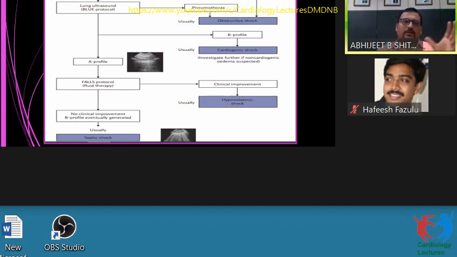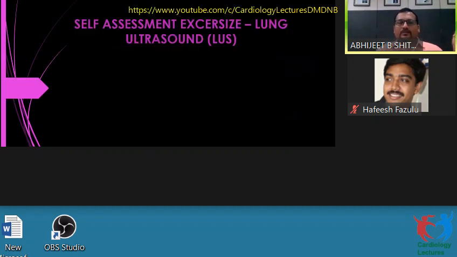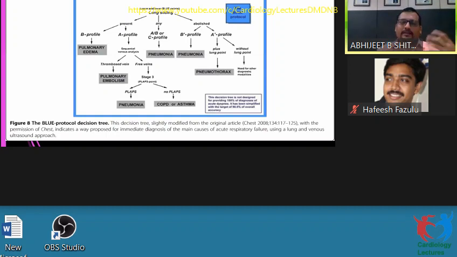This is, in short, the tree for decision making for the PLUS protocol. This ends the protocols. If we have time, we will go through the self-assessment exercise. As it is not a conversational or interactive session, I may not be able to communicate with each participant. So I will just run through the slides.